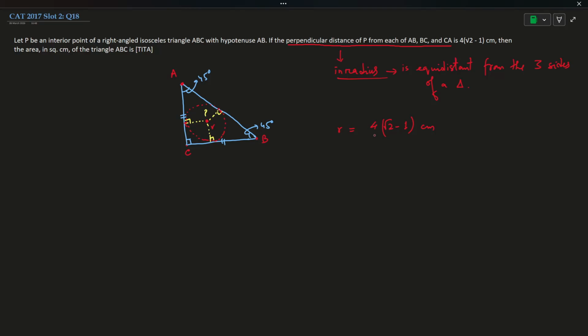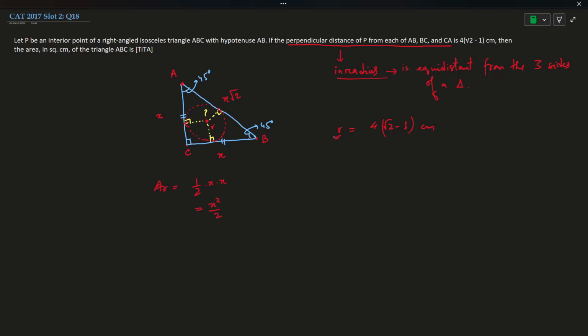Okay, so I need to find the area. Now this is an isosceles triangle. I can say the length is x units. This is also x, so this will be x root 2 units. So what is the area? Area is equal to half into base into height, which is x square by 2.